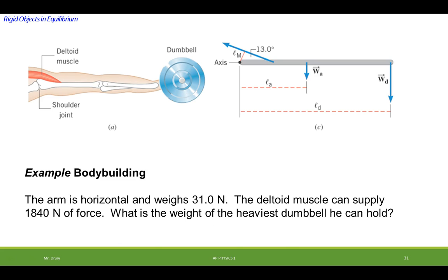Okay, an arm is horizontal and weighs 31 newtons. So the weight of the arm acting through the center of mass of the arm acts straight down at 31 newtons. The muscle can supply a force of 1840 newtons at this angle of 13 degrees. What is the weight of the heaviest dumbbell he can hold? So we don't know this weight acting down. We know all the lengths, but we don't know this weight.